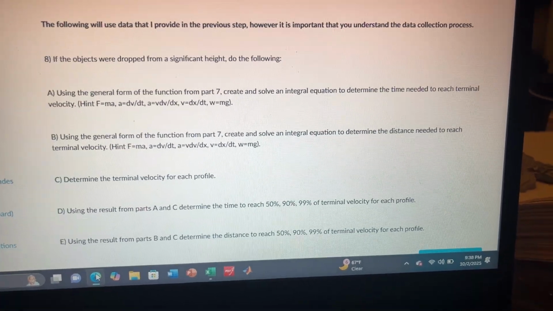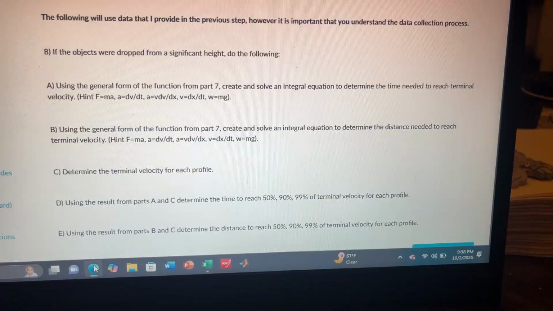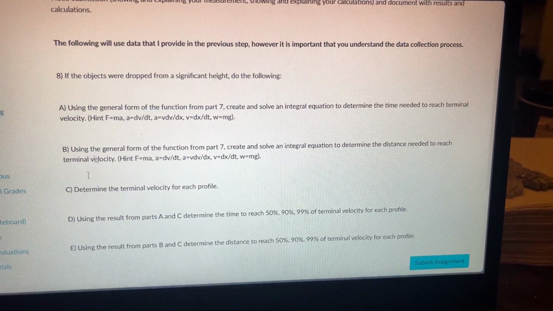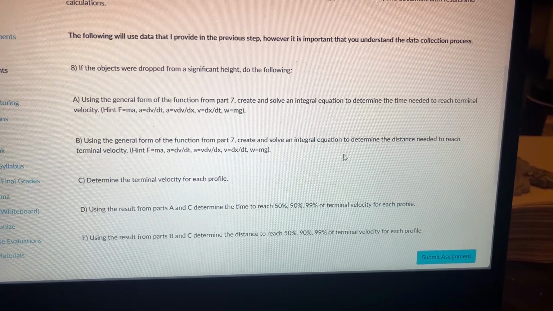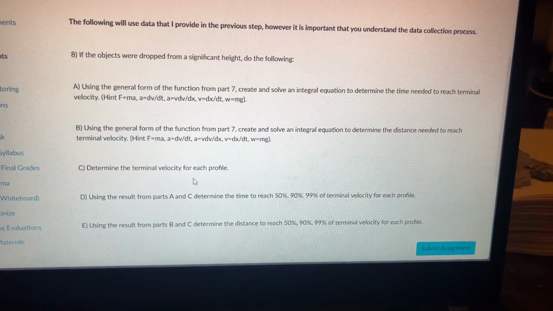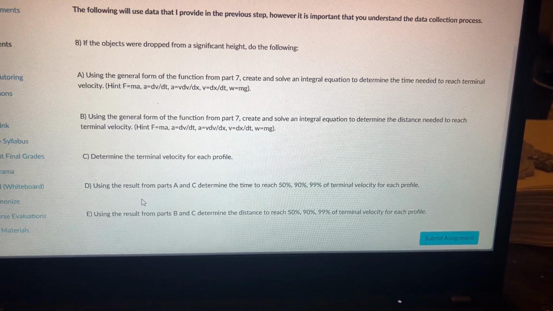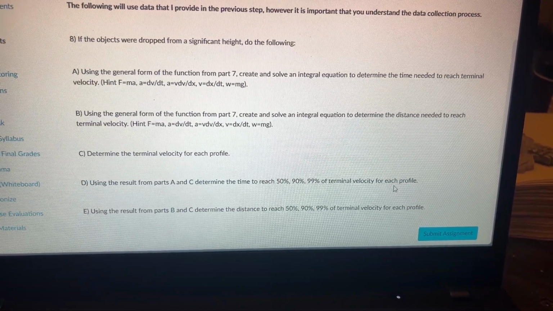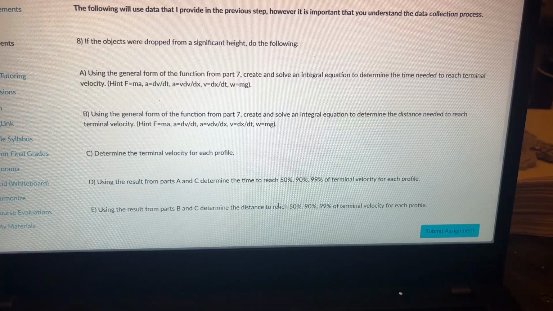So for step 8, we are tasked with using Newton's second law to make equations that we can then integrate to find a velocity-time equation and a velocity-position equation for terminal velocity. And part C is determine the terminal velocity for each profile. D, use parts A and C to find fractional percentages of terminal velocity. This one is for time, and part E is for distance.